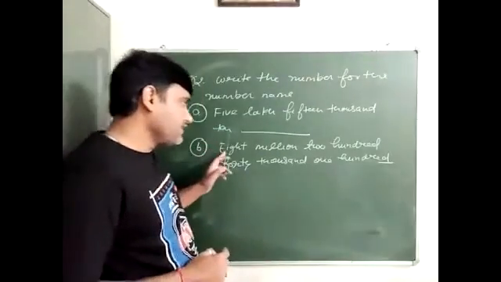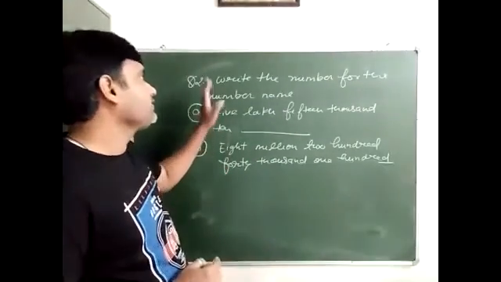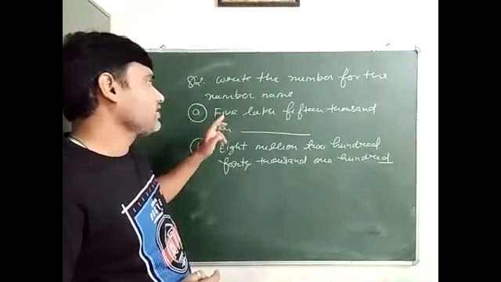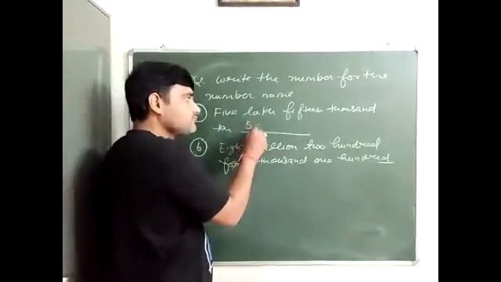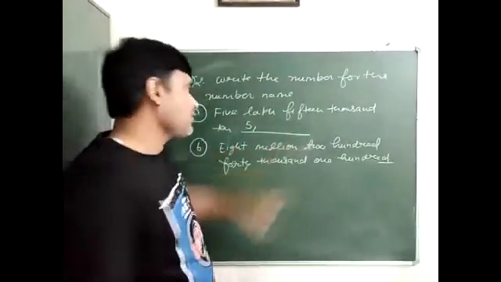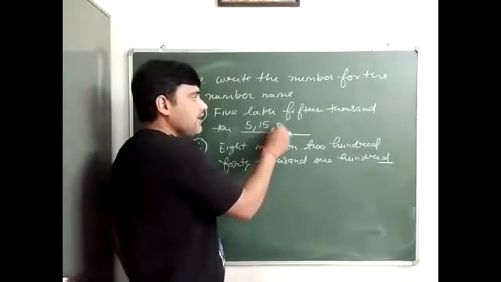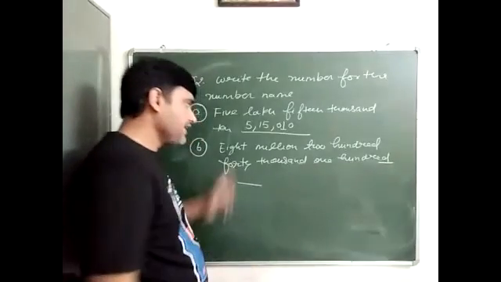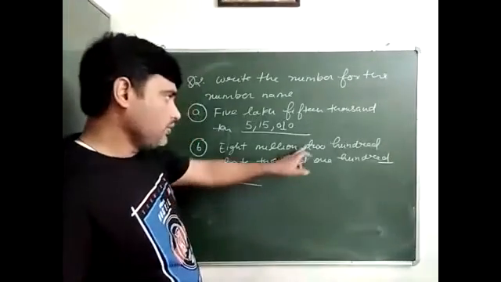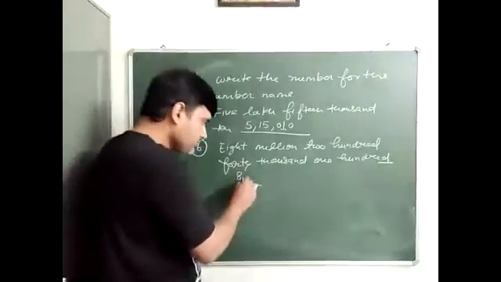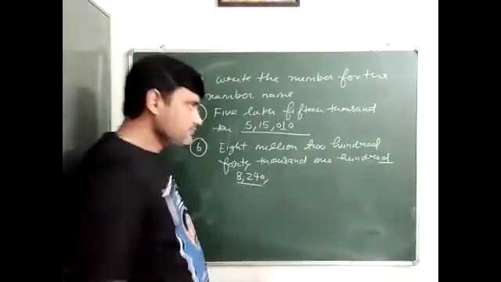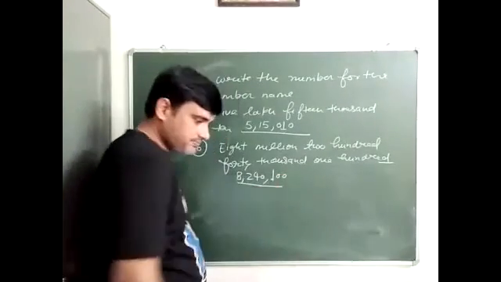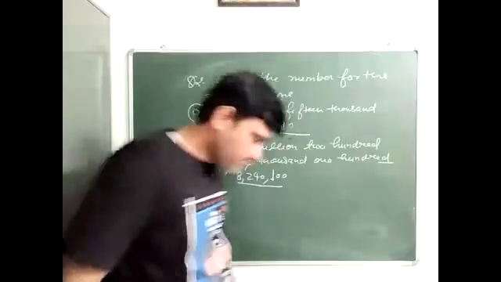Now here you say 8 million. Write the right number for the number name. 5 lakhs 15,000 and 10. Now for the 8 million, 240,000 100. 1. Understand? Very good.